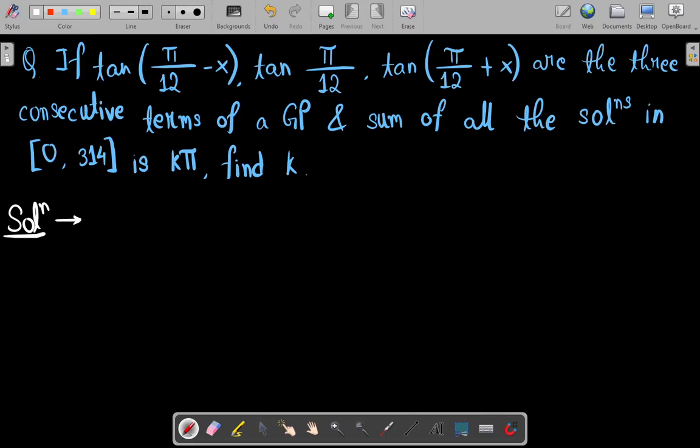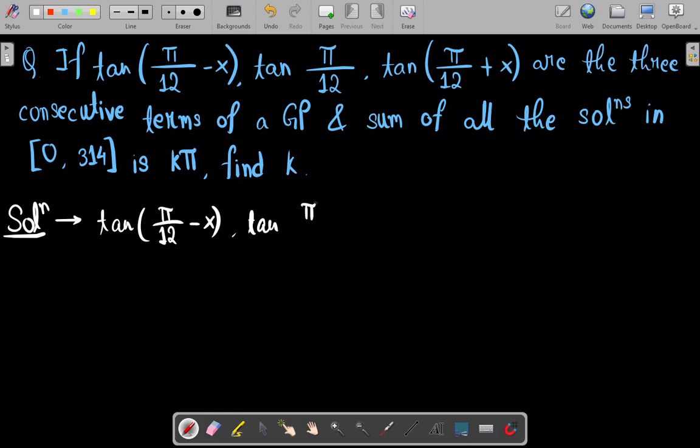Hello everyone. In this question, it is given that if tan(π/12 − x), tan(π/12), tan(π/12 + x) are the three consecutive terms of a GP and the sum of all the solutions in the closed interval 0 to 314 is kπ, then we have to find the value of k.